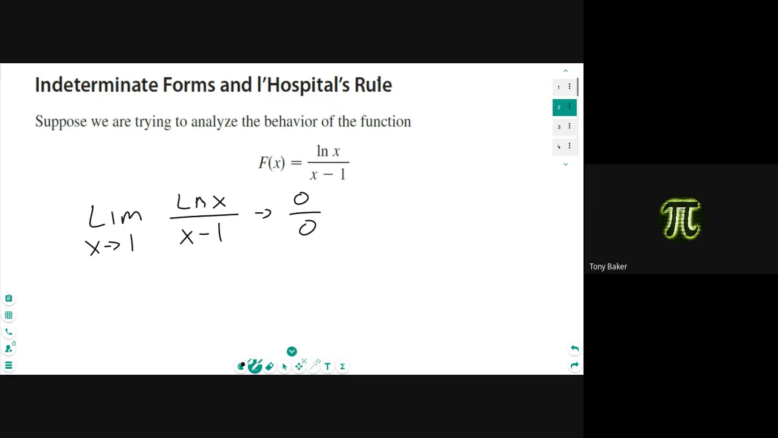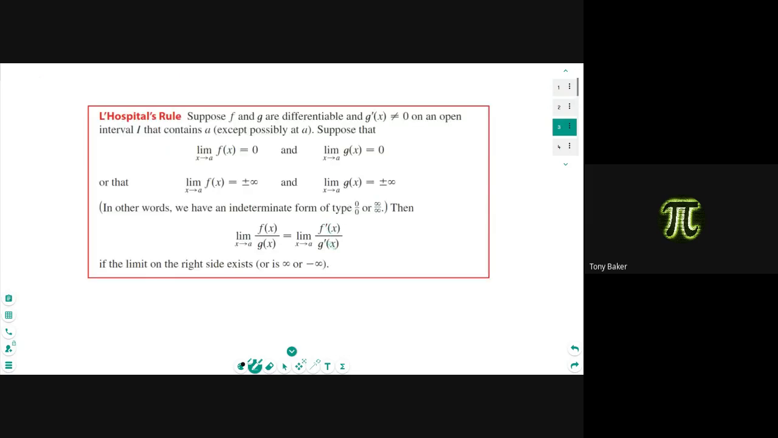So how do we go about doing this? L'Hopital's rule basically states that if you take the derivative of the top and the derivative of the bottom and do the same limit as that, you'll get the limit of the original problem. So basically we're looking at how does the function change over how does the function change? And if we divide the changes, you actually can get the original answer.